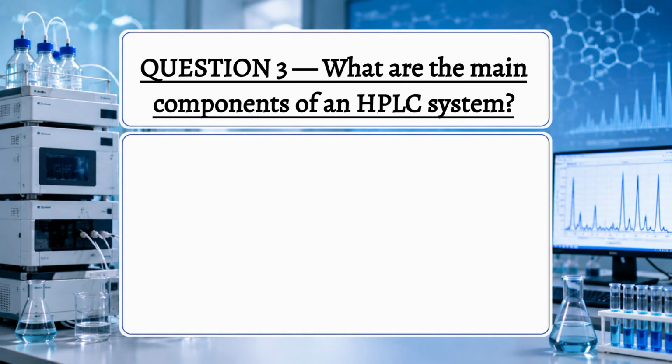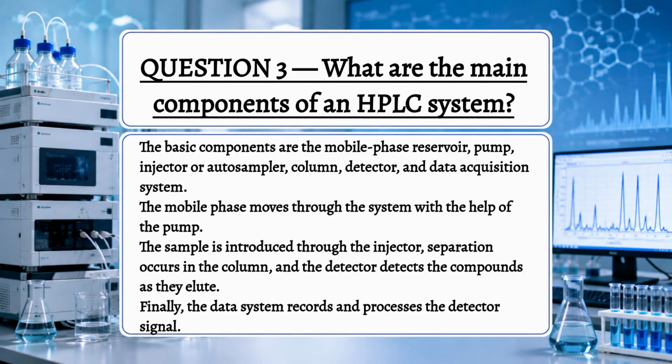Question 3. What are the main components of an HPLC system? The basic components are the mobile phase reservoir, pump, injector or autosampler, column, detector, and data acquisition system. The mobile phase moves through the system with the help of the pump. The sample is introduced through the injector, separation occurs in the column, and the detector detects the compounds as they elute. Finally, the data system records and processes the detector signal.